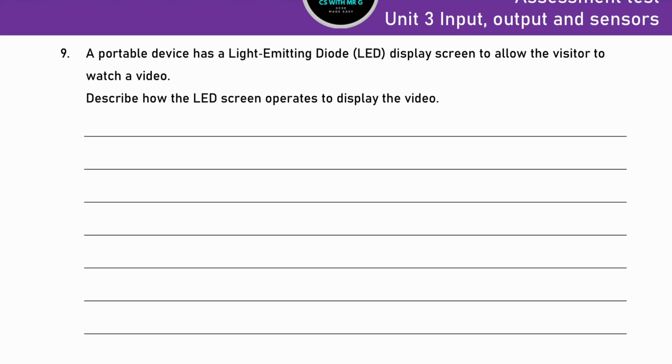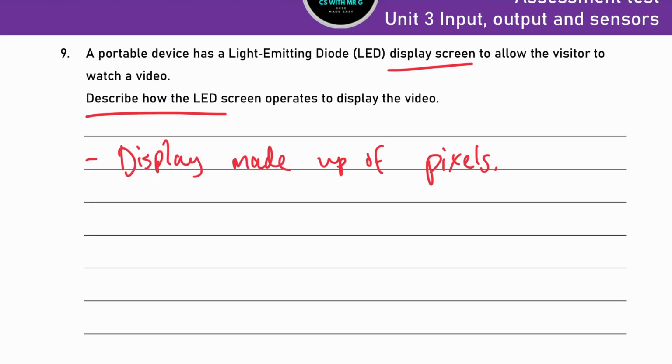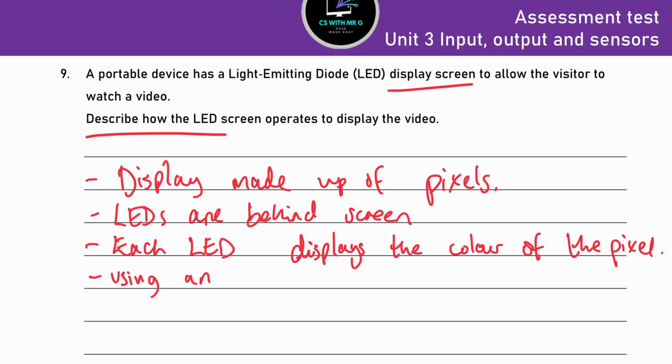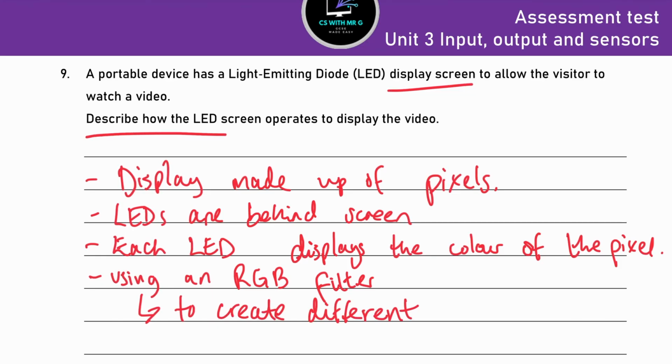And then to finish off, guys, we've got the term LED, which is a light emitting diode, and we are referring to a screen, so an LED display screen, where we need to describe how the LED operates to show a video. So if we remember, all displays use pixels, so the display is made up of pixels, and the LEDs, so the really small light bulbs, are behind the screen, and each LED displays the color of the pixel using, so this is an extra mark, an RGB filter, so red, green, blue, RGB filter that will determine the color of each pixel, and this is used to create different colors. So this is an extra mark, which is quite a difficult question to get the marks specifically.